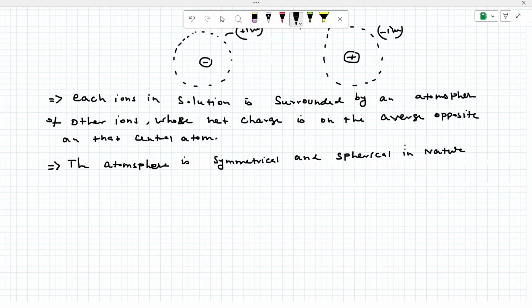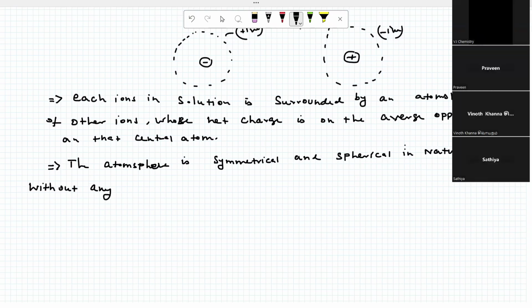Okay. Without any external potential is applied. Without any external field. External potential or field.